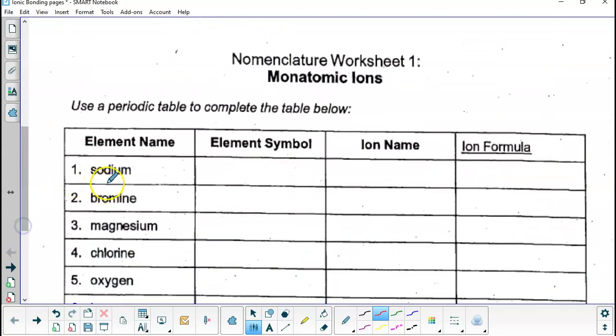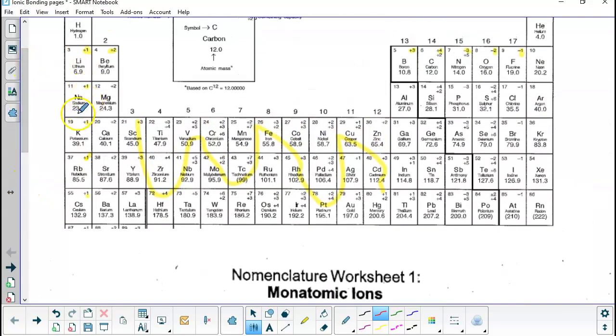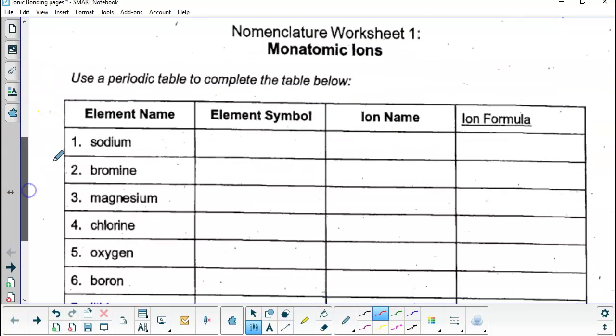So our first one is sodium. So I'm going to go to my table and look at the symbol. And sodium is right here, number 11. So the symbol is Na. And be sure to follow the capitalization rules.